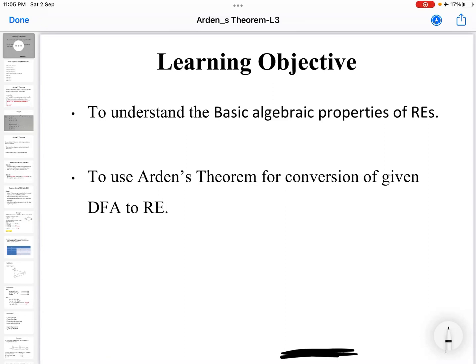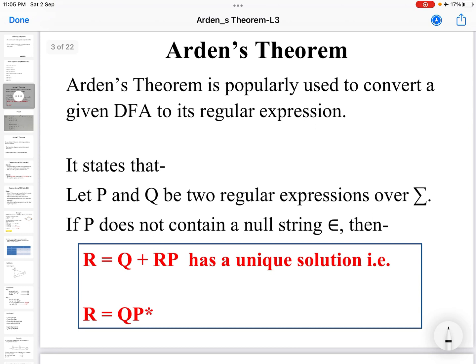So we'll be learning about Arden's theorem. The learning objectives are to understand the basic algebraic properties of regular expressions and to use Arden's theorem for conversion of a given DFA to an RE, that is, a regular expression. So what is Arden's theorem?